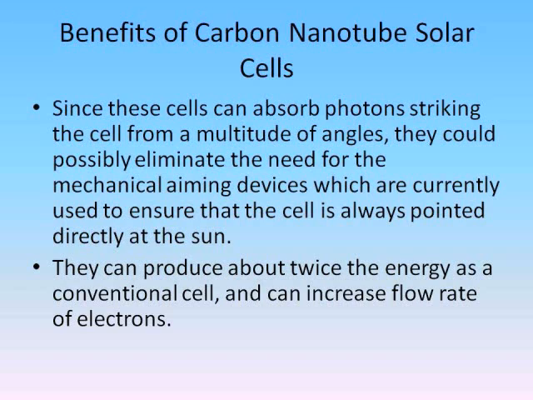Since the carbon nanotube cells use less photovoltaic material, this increases the flow rate of electrons coming from the cell. They can also produce about twice the energy as a conventional cell. However, these cells have only been produced on a small scale.